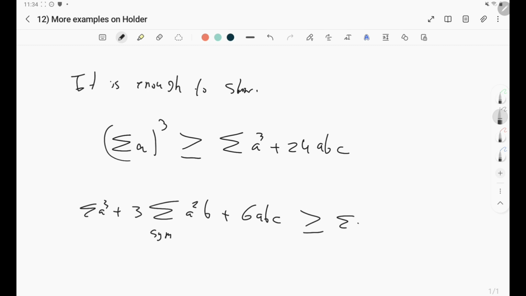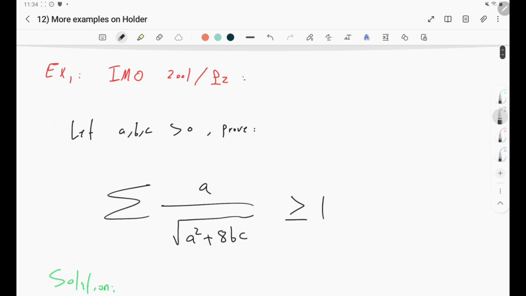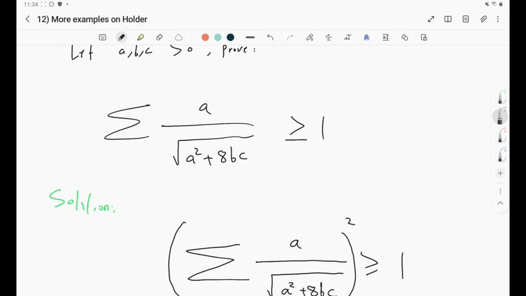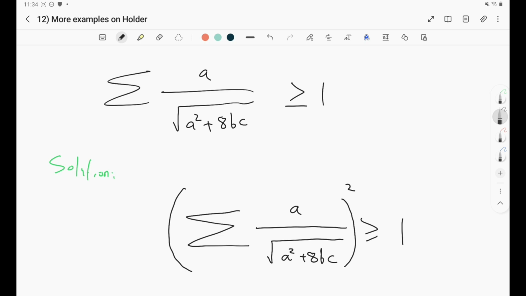You just need to show this thing. And of course by AM-GM this thing is greater than 6abc. So if you just plug it there, you're done. Alright, so that was like an IMO problem 2, but with Holder and with this really nice trick that you should always keep in mind.